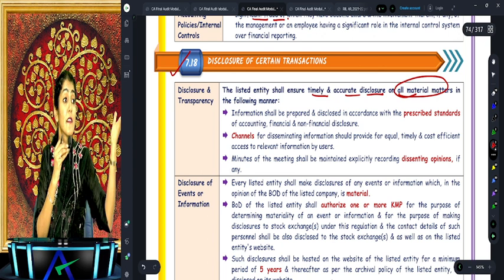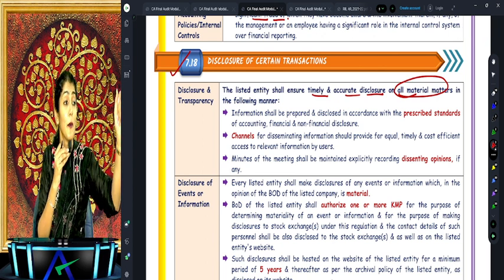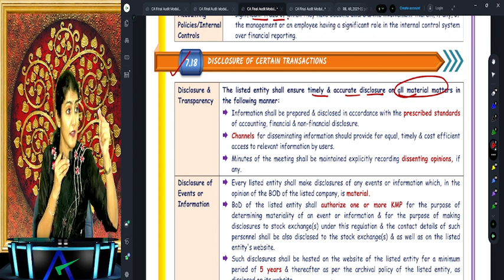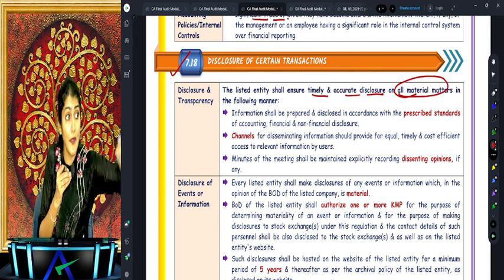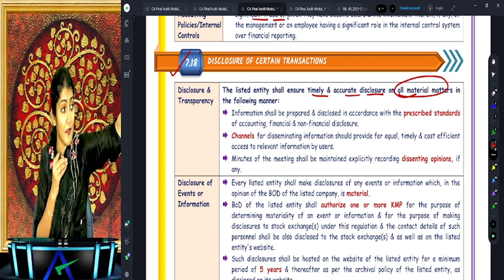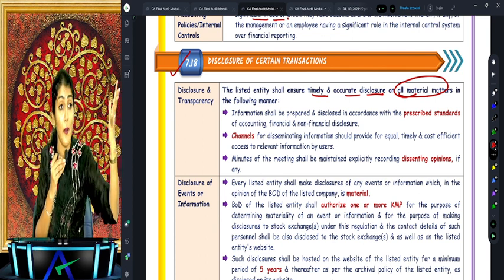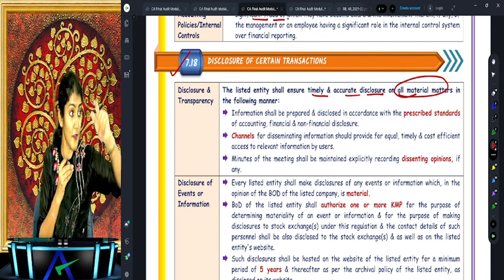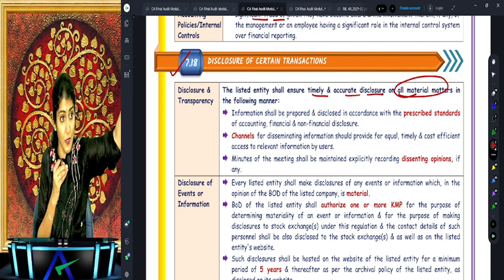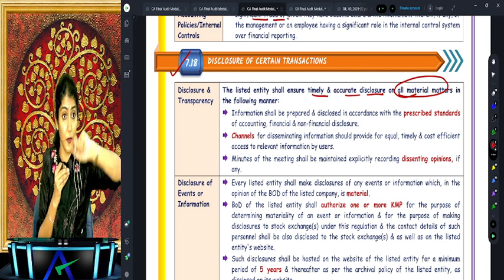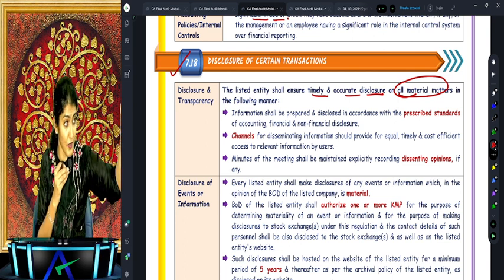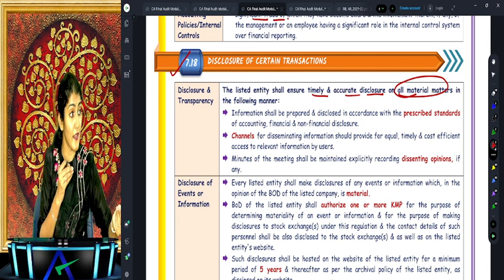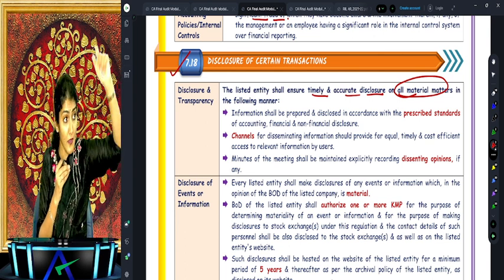Like one point they said, if the statutory auditor of your company has resigned, he has given the reasons to you for the resignation. Within 24 hours, you have to give the detailed reasons to the stock exchanges. Okay, why did the auditor of your company resign? Related party transaction, it says you have to give the details to the stock exchanges. Secretarial compliance report, you have to submit it to the stock exchanges. And see, quarterly utilization of funds, you have to submit it to the stock exchanges.